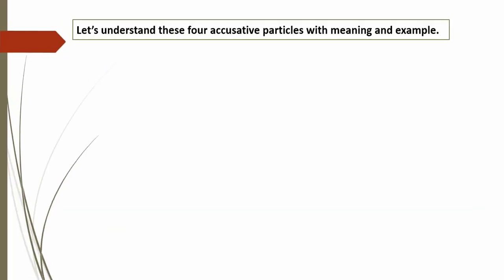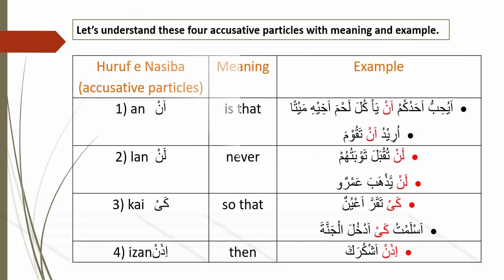Let's understand these 4 accusative particles with meanings and examples. The first huruf-e-nasiba is an. The meaning is that. Example, Bismillah ar-Rahman ar-Rahim. أَيُحِبُّ أَحَدُكُمْ أَنْ يَأْكُلَ لَحْمَ أَخِيهِ مَيْتًا. The next example is أُرِيدُ أَنْ تَقُومَ.